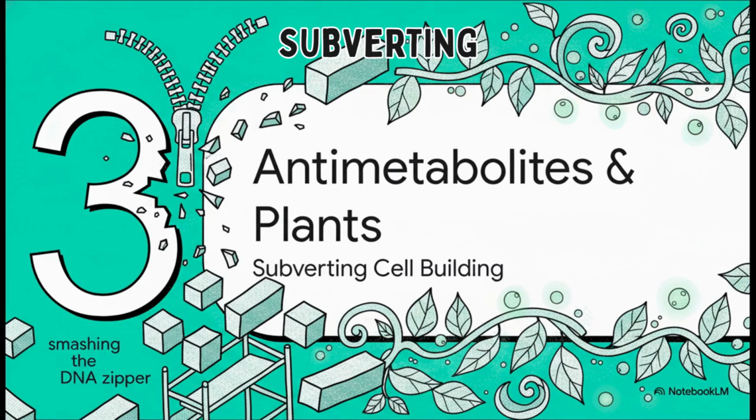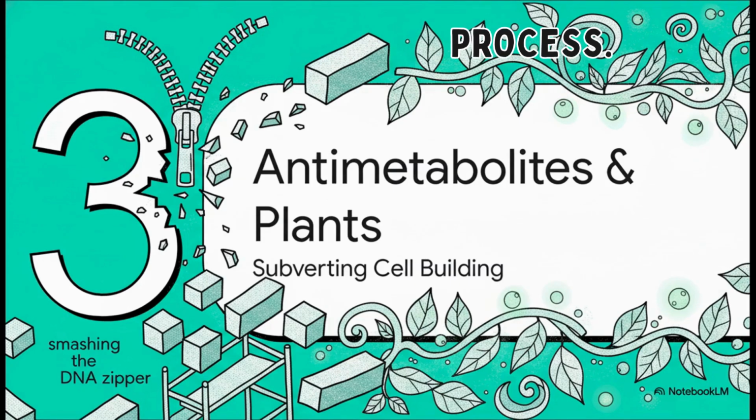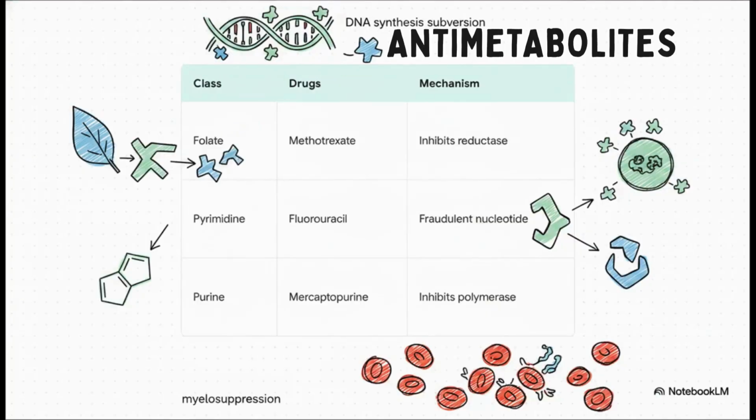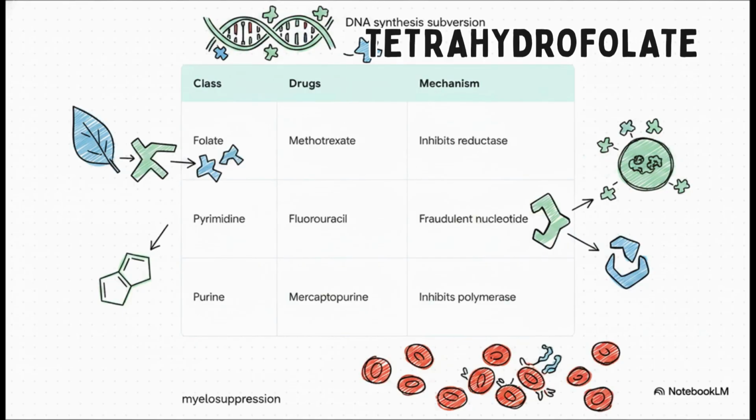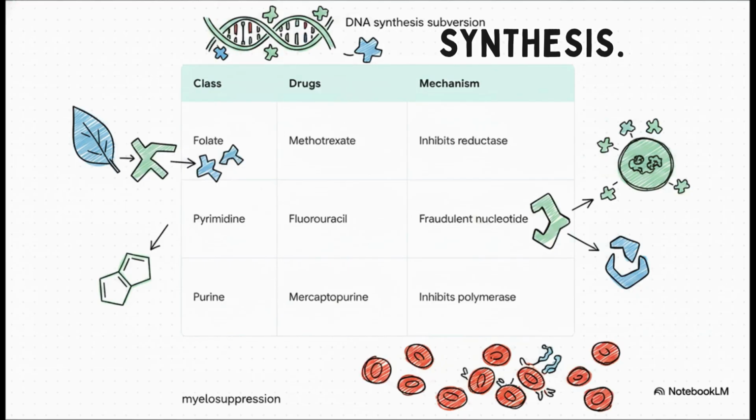This is where we start subverting the actual cell building process. So the crucial point is that anti-metabolites basically trick the cancer cell. They sneak into the cell and act as totally fraudulent building blocks during DNA synthesis. Methotrexate is your classic folate antagonist. It inhibits the enzyme dihydrofolate reductase, literally starving the cell of the tetrahydrofolate it desperately needs for DNA synthesis.